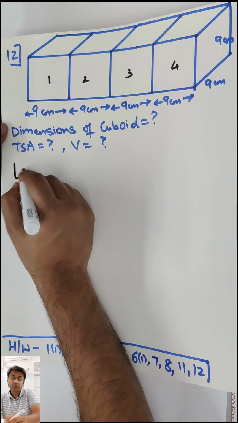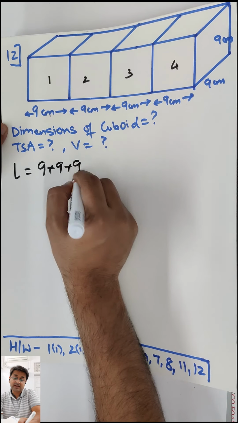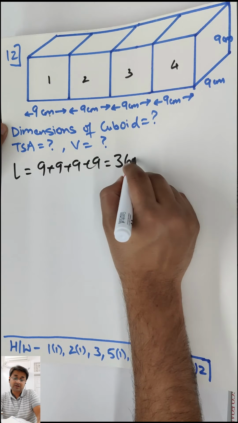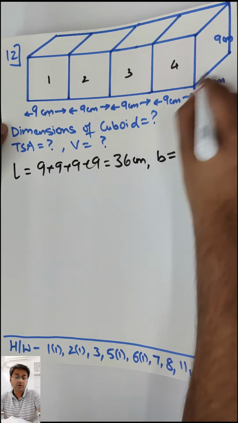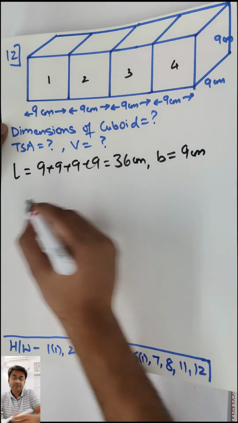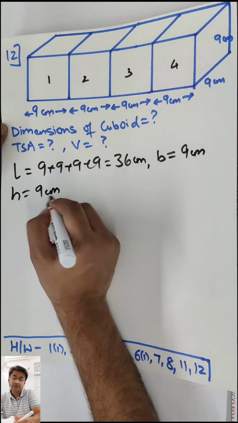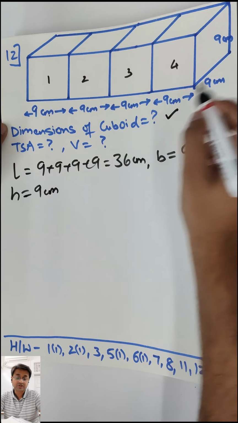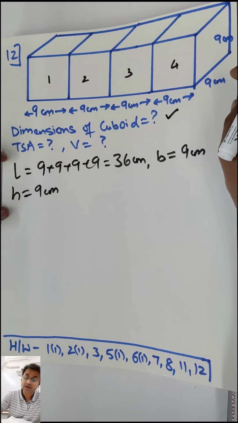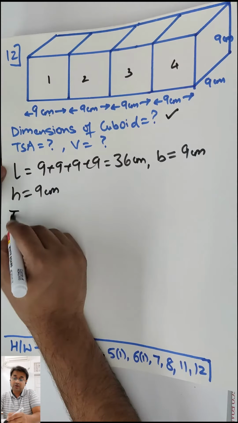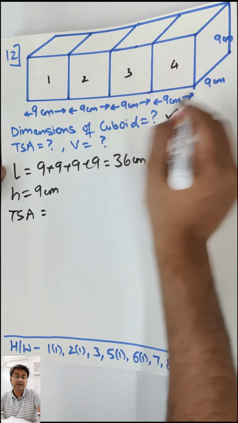So what will be the total length? So 9 plus 9 plus 9 plus 9, that will be 36 centimeters. What is the breadth? 9 only. And what is the height? 9 only. So that is the first part of the question. What are the dimensions of the cuboid? You found them. Now find the total surface area of the entire cuboid.